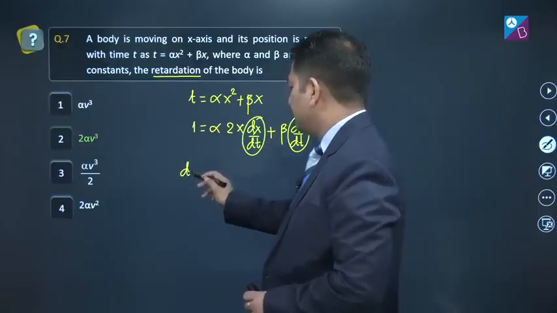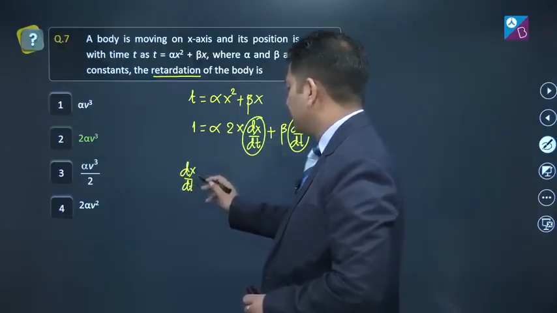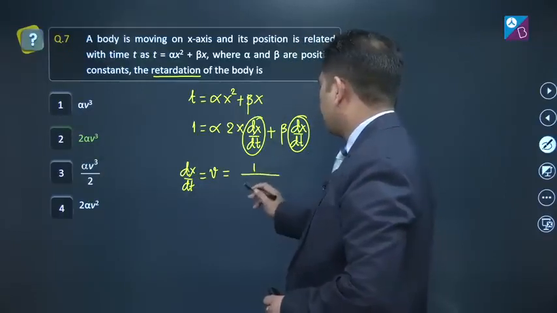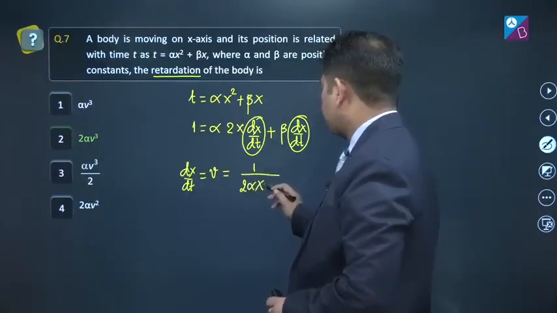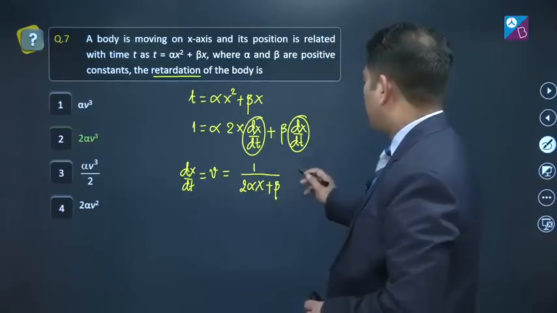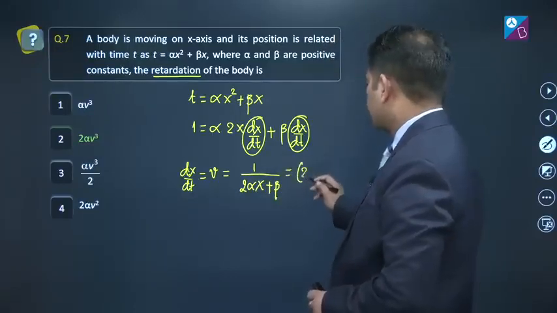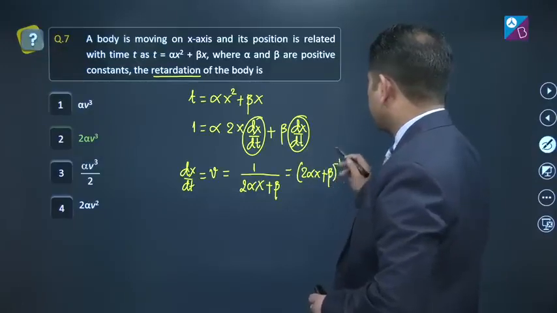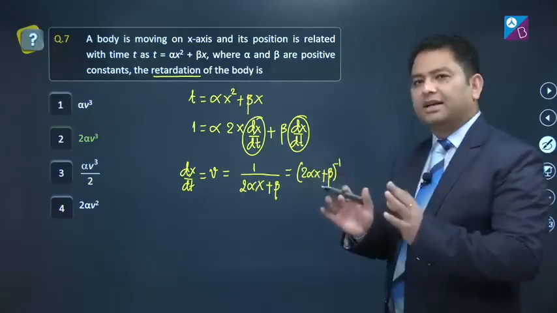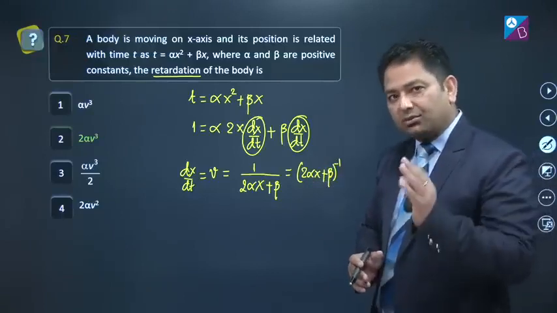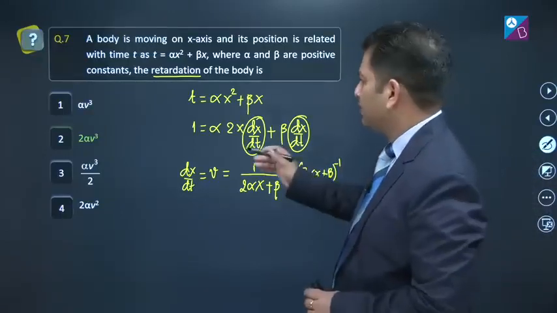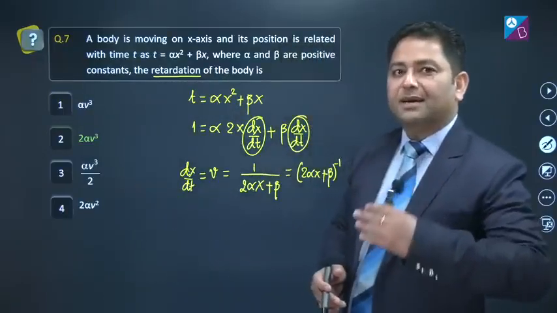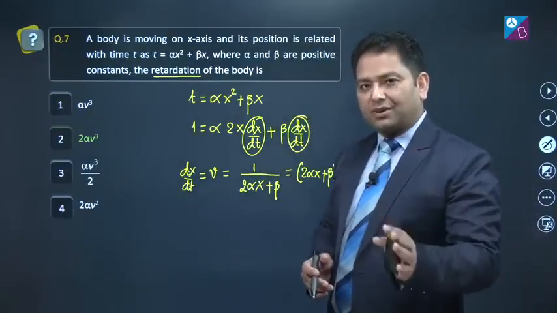In other words, dx by dt, which is velocity, will be equals to 1 by 2 alpha x plus beta, or if you wish, you can write it as 2 alpha x plus beta raised to the power minus 1. Perfect. We calculated the velocity. But the question demands the value of retardation in terms of velocity. यानी एक step और जाना है. We have to calculate velocity.